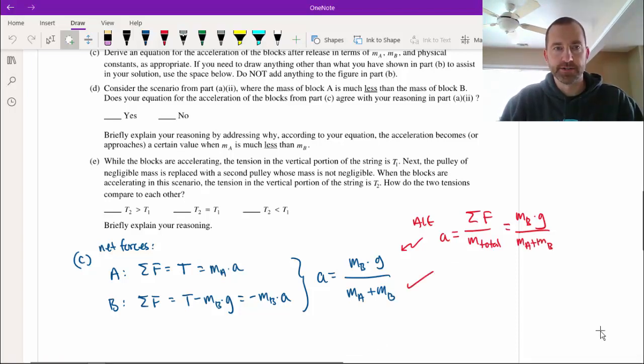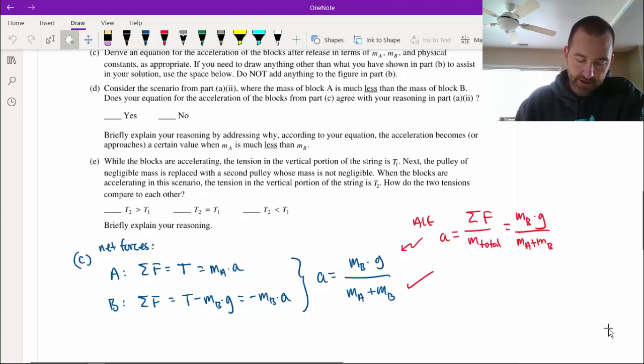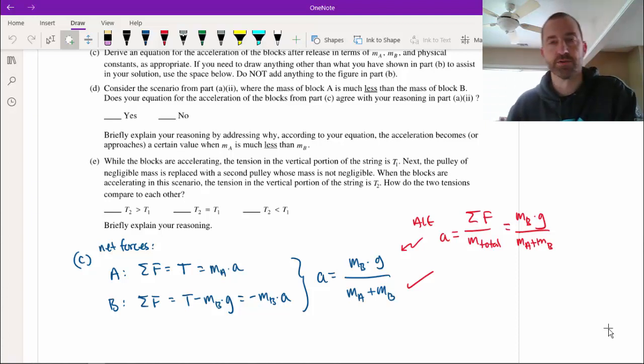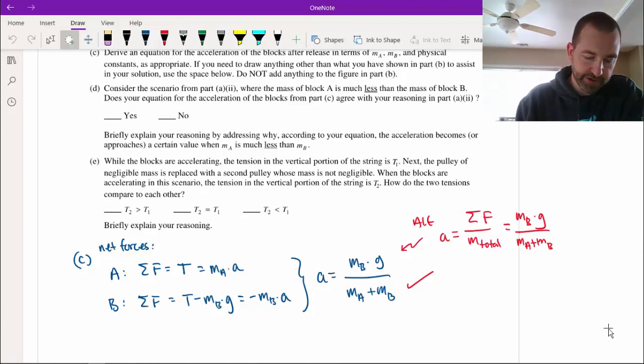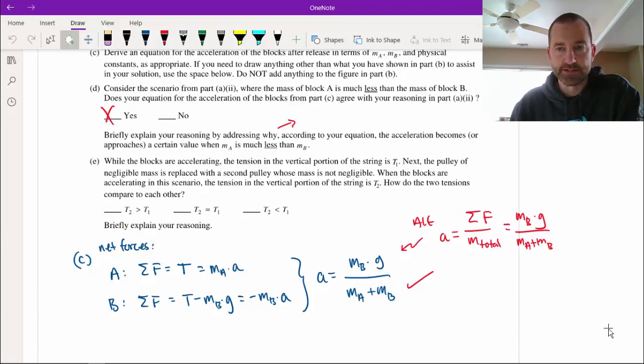All right, let's go into part D now, where it says, consider the scenario from part A2, where the mass of block A is much less than the mass of block B. Does your equation for the acceleration of the blocks from part C agree with that reasoning? So if we were to take the equation here, and of course the answer is going to be yes because we're perfect, and then we want to briefly explain it. But for this brief explanation, I'm just going to draw it up to the side here.